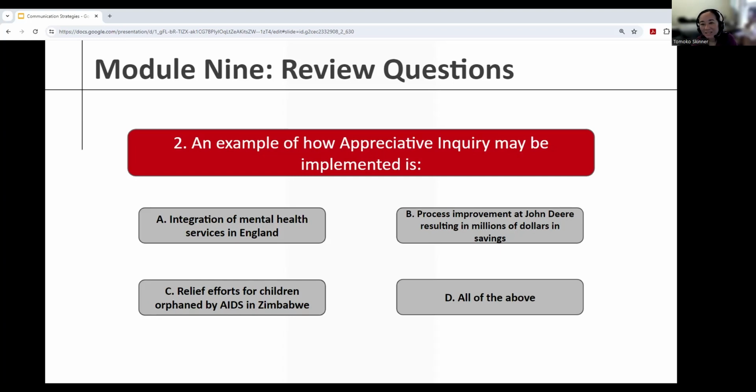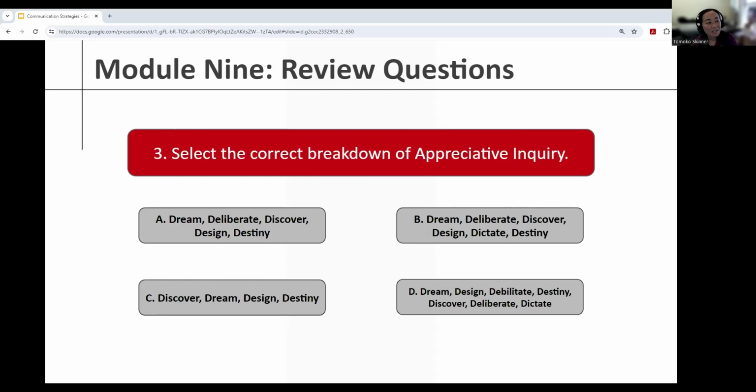Correct. D is the correct answer. Appreciative inquiry has been used in many different ways in many different organizations, including those mentioned. Okay. Number 3, select the correct breakdown of appreciative inquiry.